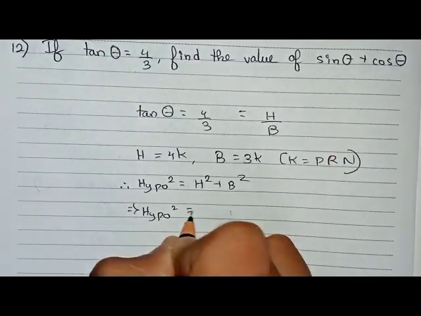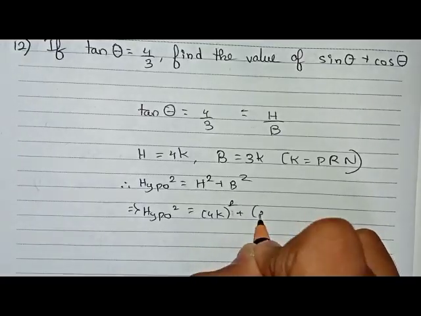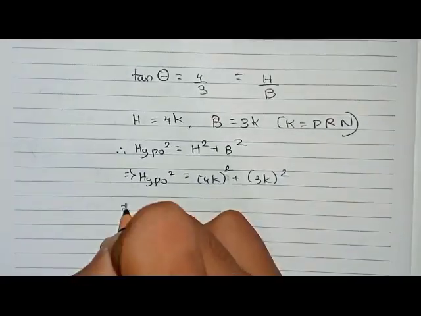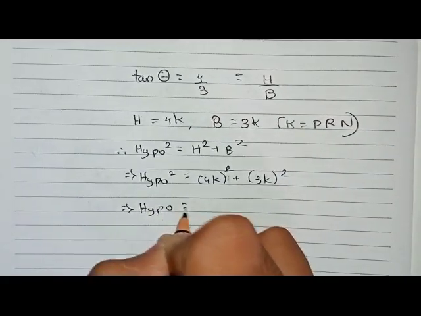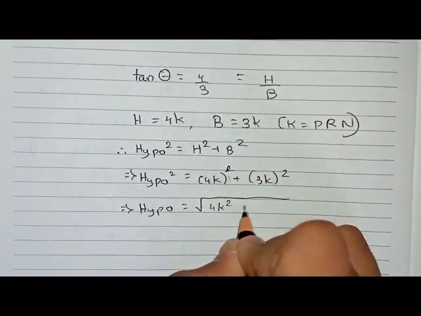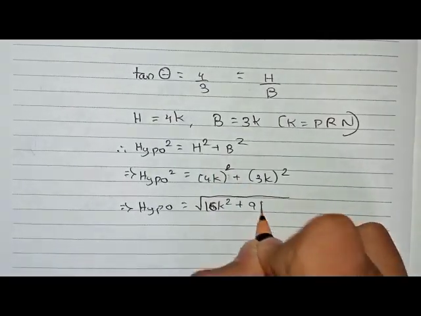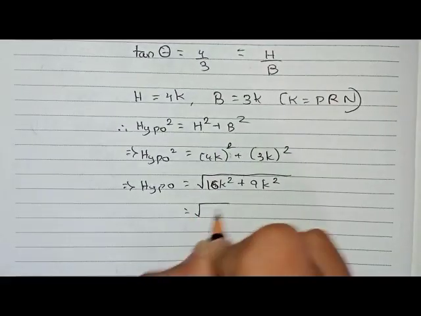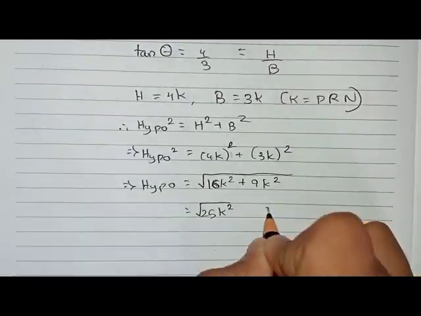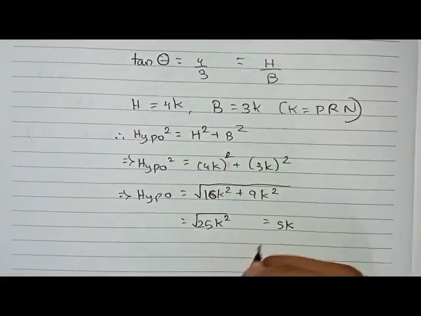So hypo square is equal to height square, that is 4k square, plus base square, 3k square. So hypo is equal to the root over 4k square, 16k square, plus 9k square, 25k square, 5k. Now I can find out the value of sin theta plus cos theta.